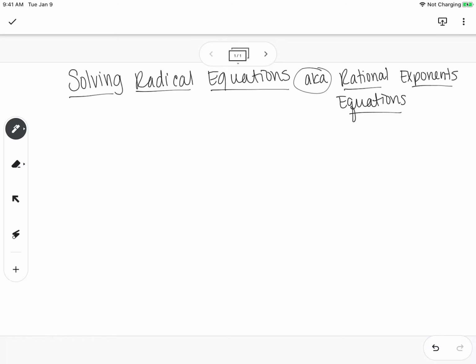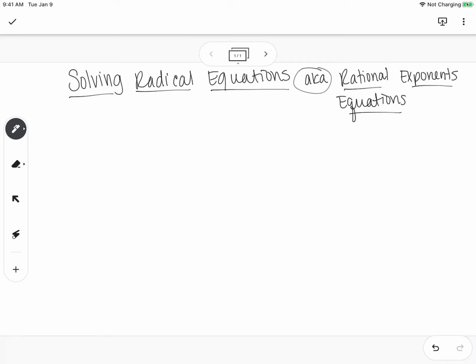Right, today we're going to talk about how to solve radical equations, also known as rational exponents equations, because we just got done talking about how to take a radical expression and rewrite it as an expression that has rational exponents. And so we can take radical equations, rewrite them with rational exponents, and solve them.